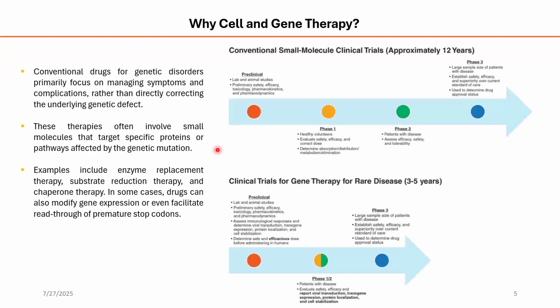But the major difference is the manufacturing process and the time taken for the conventional small molecule therapy and for gene therapy. So in the conventional small molecule clinical trial, it takes approximately 12 years.